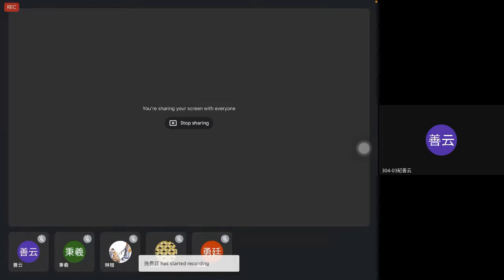Is this the right layout? Change layout. Spotlight. Right. Okay.